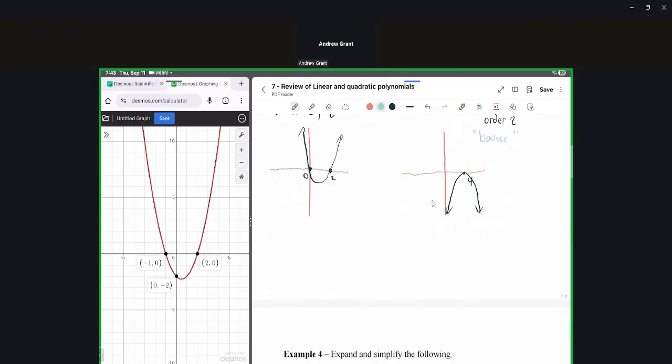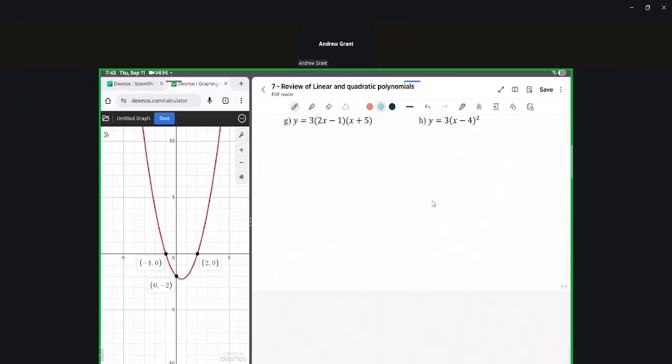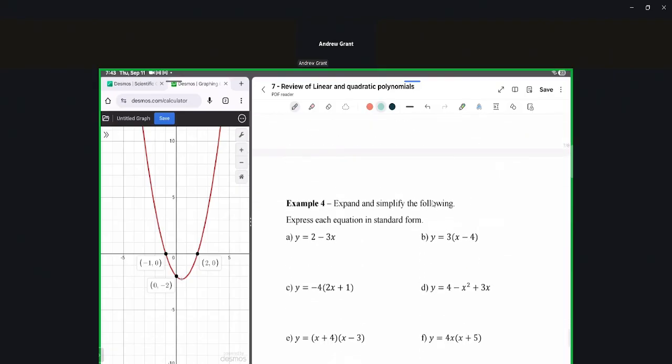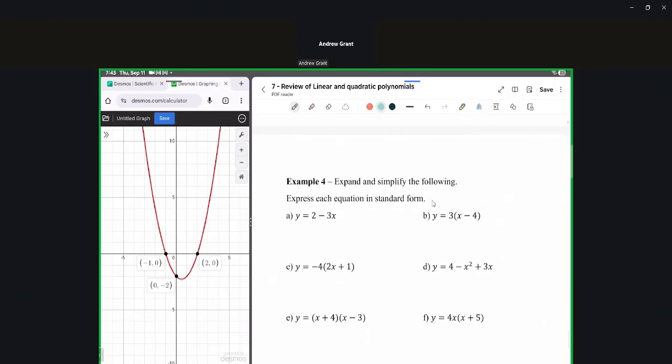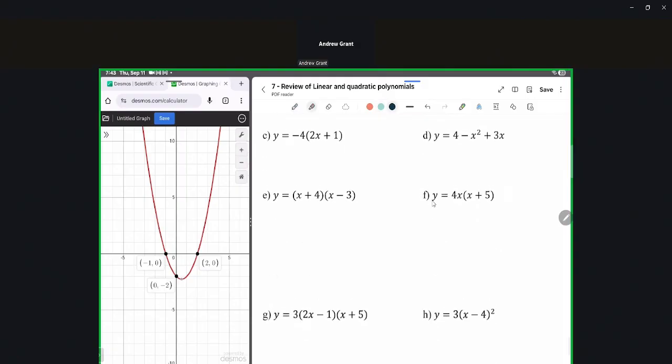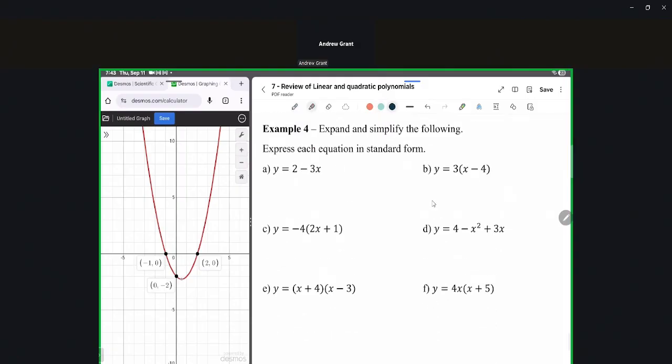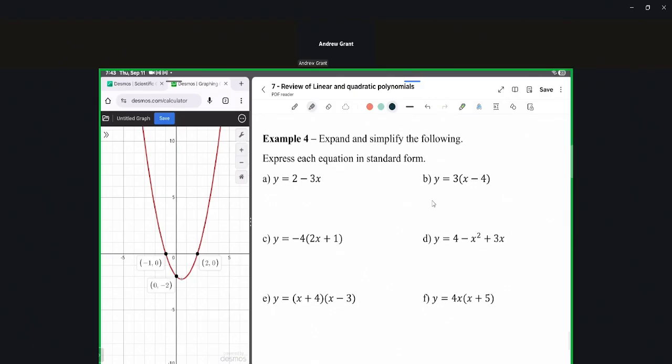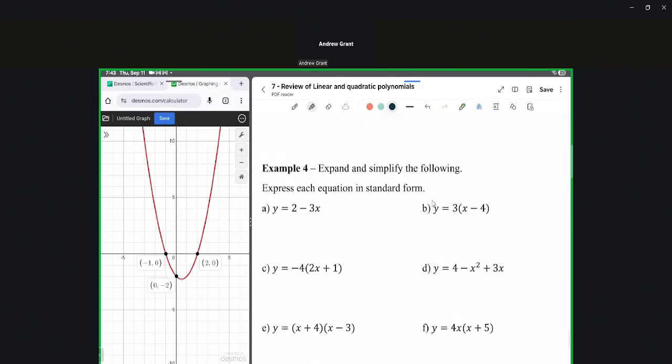Okay? All right. Last thing we're going to look at is expanding and simplifying. And we're going to express each answer in standard form. We're going to start at the easiest one and work our way down to the hardest one. So for question letter A, I should mention standard form means that it's going to be something like y is equal to ax squared plus bx plus c.